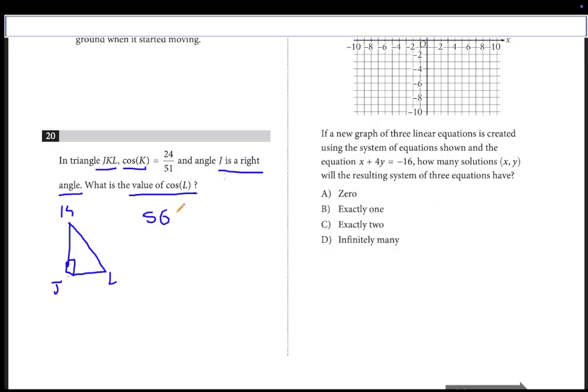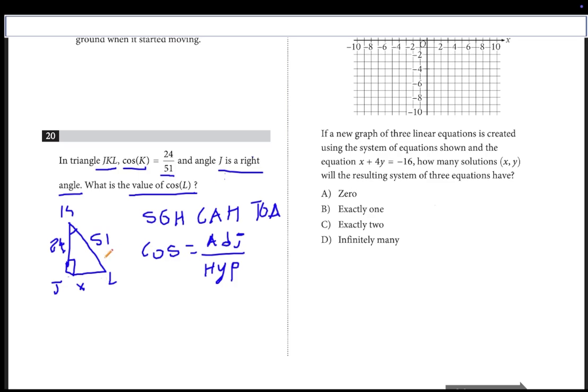So we're going to use SOHCAHTOA, as we're using cosines. That means we deal with trigonometry, and we're dealing with cosine. So what does cosine K represent? Cosine represents our adjacent value over our hypotenuse value. So cosine K represents the adjacent side to K as 24. So angle K right here, the adjacent side is going to be right here. So this side KJ is 24. And our hypotenuse is going to be 51, as the denominator represents our hypotenuse.